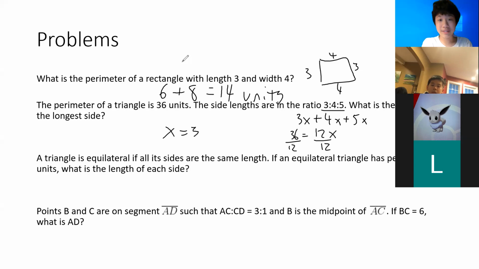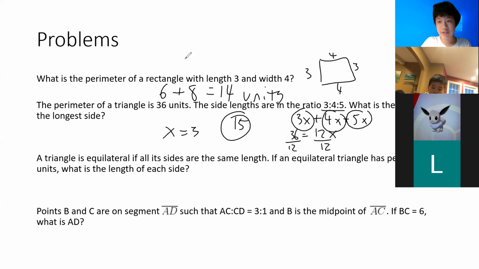So now, what's the longest side? Well, if we look at these, the sides have length 3x, 4x, and 5x. 5x is the longest side. So how do we find the longest side? We just do 5 times x. 5 times 3 is 15. Okay? So this is kind of a review of how to do ratios.